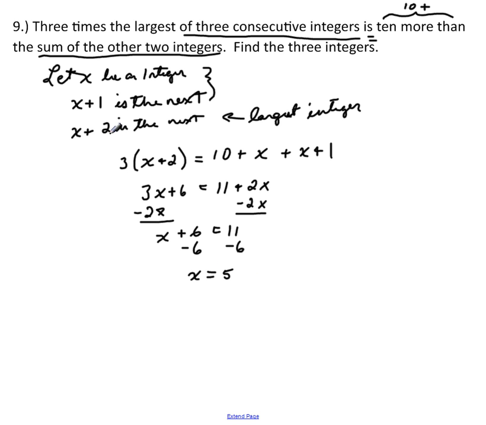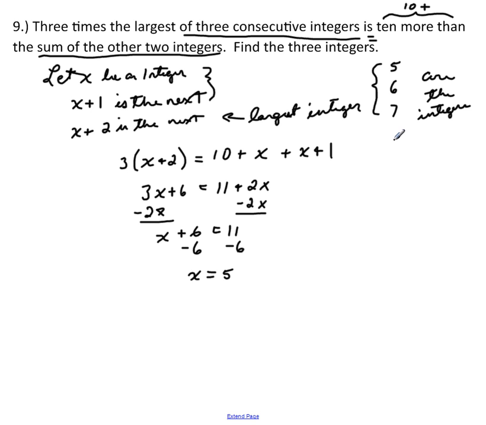So our integers, put in order as consecutive integers: 5 is such an integer. x plus 1, so that would be 6, is the next consecutive integer, and 7. Those seem to be the integers. Just like what I said at the beginning. Just wonder how I knew that.